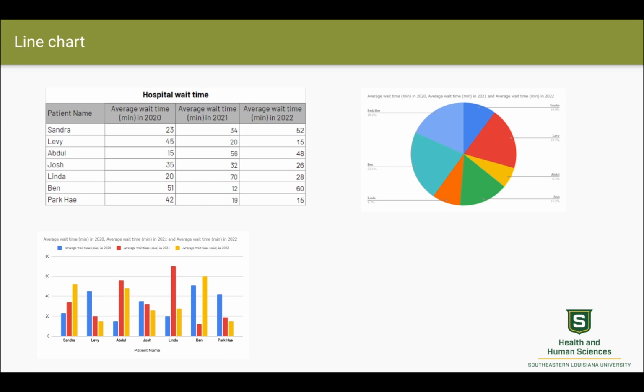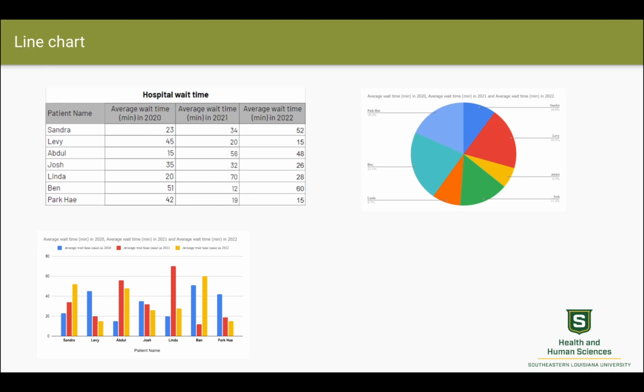But when you do this with a bar chart, you can see that the average wait time in 2020 is illustrated with a blue bar, 2021 a red bar, and 2022 a yellow bar. So for each of the individual patients, we can see what their wait time looks like, year by year.